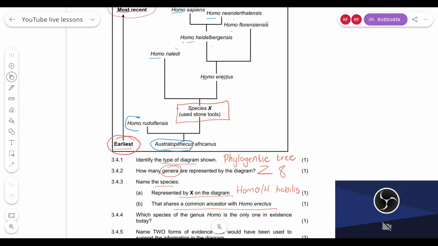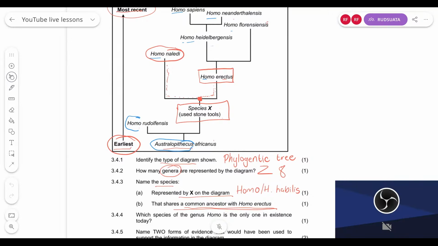So we go back up to our diagram, and here is Homo erectus. And if we go backwards, so we go down and we look for a divergent point, this is a common ancestor here. The question is asking, who shares a common ancestor with Homo erectus? So who shares this common ancestor? If you go and look at the diagram, it goes to the right, but it also goes to the left, which would take us to Homo naledi. Homo naledi is our common ancestor on this diagram with Homo erectus.